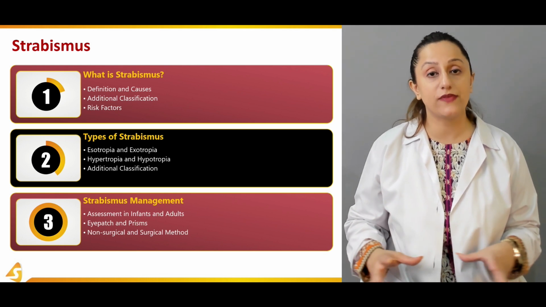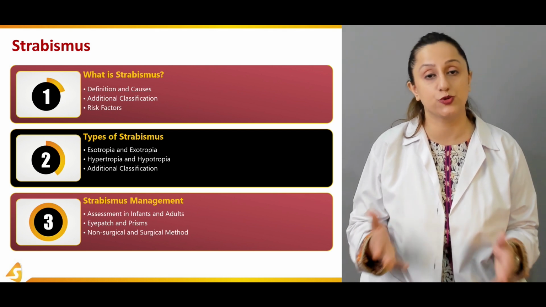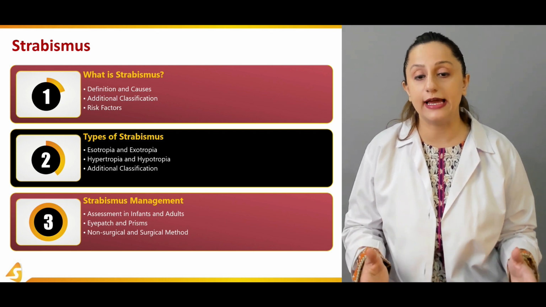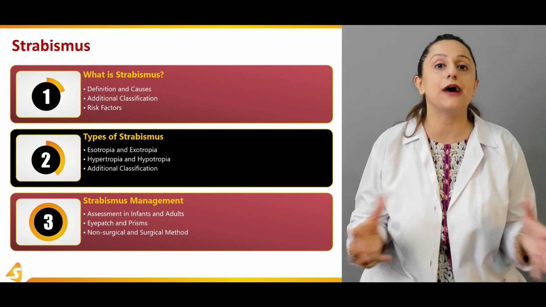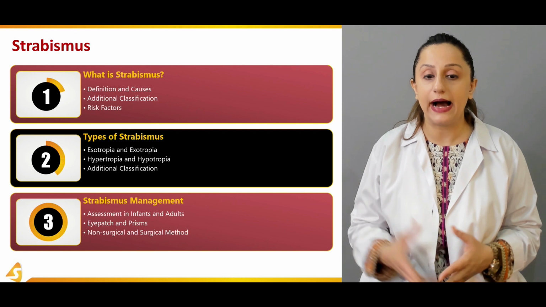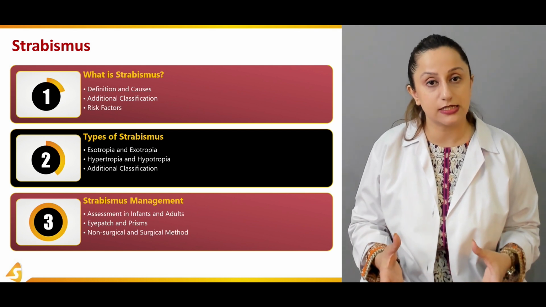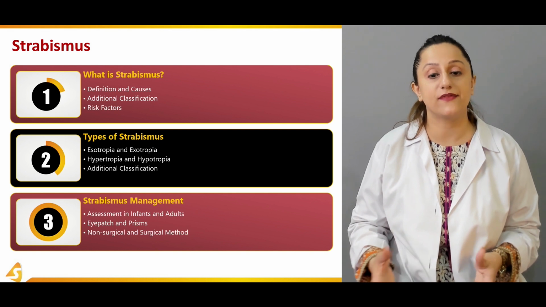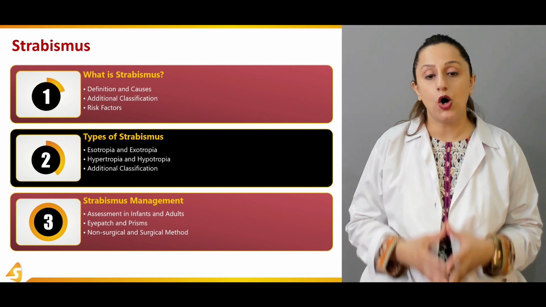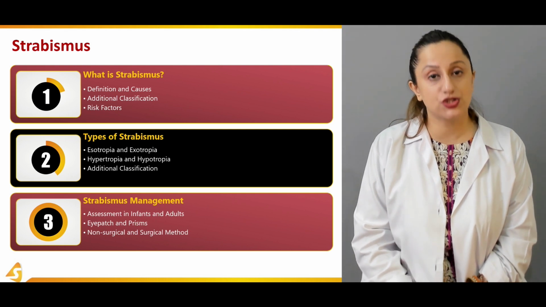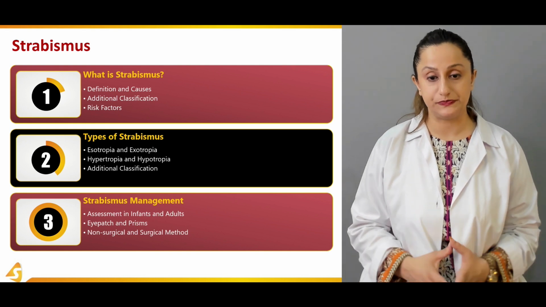You're going to see whether it is a cross-in phenomenon as seen in esotropia, which we'll be discussing further on, and we'll also be discussing exotropia, which is basically a cross-out phenomenon. Then we have hypertropia, in which there is a superiorly deviated eye, and then we have hypotropia, in which there is an inferiorly deviated eye. On the other hand, we have additional classifications relating to this strabismic condition.